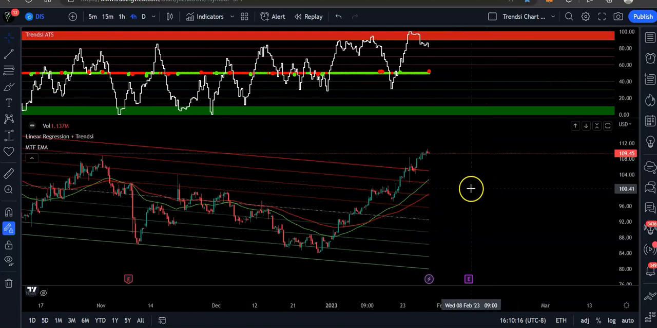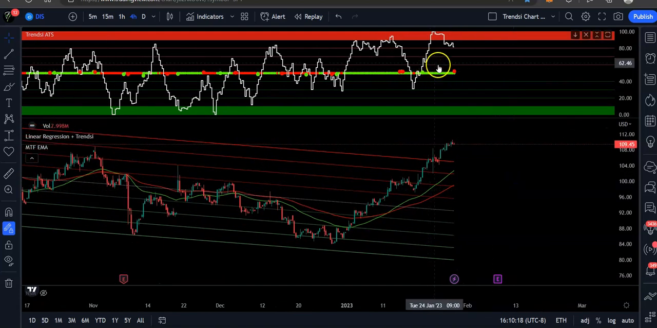But the other thing that I want you guys to take a look out for, this middle band up here, you see how this is solid green?